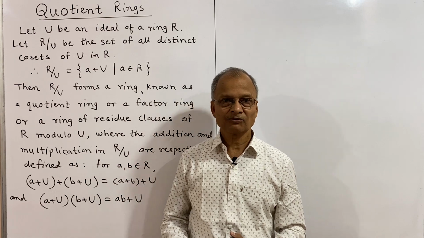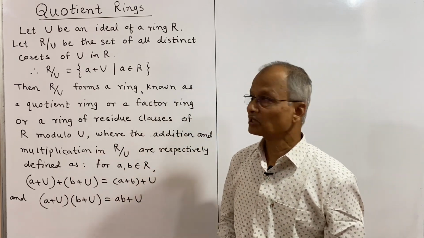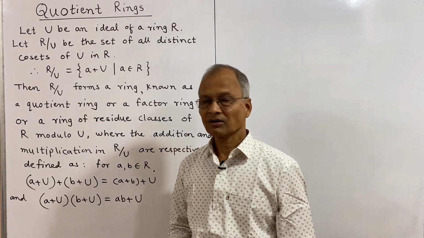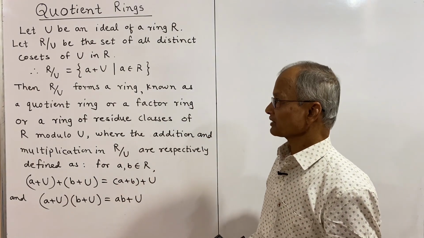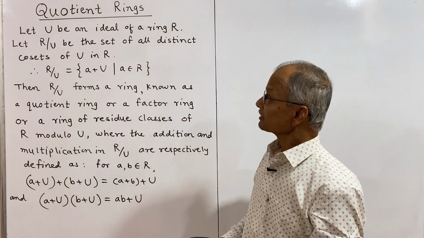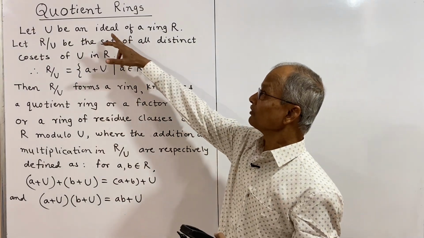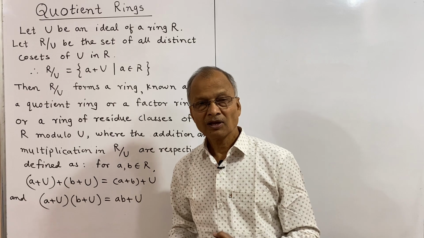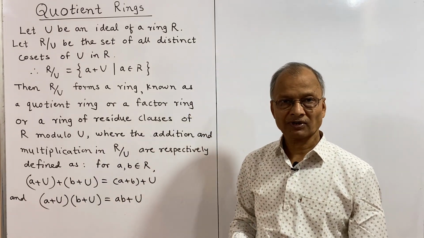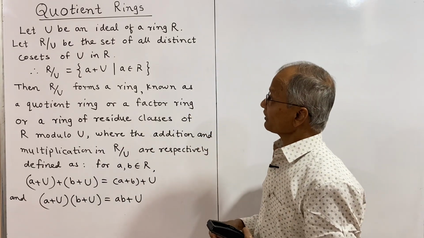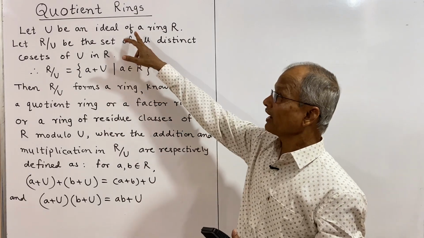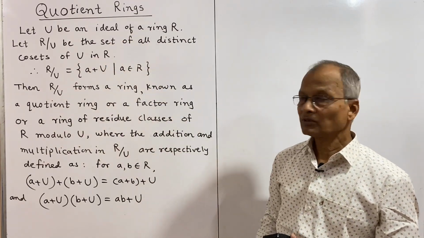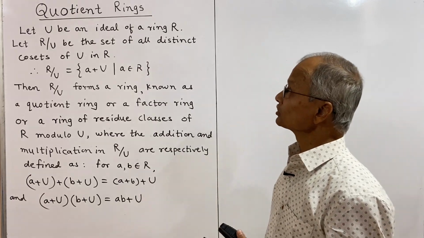Today in this lecture we shall study what is known as quotient ring. Quotient ring is also known as a factor ring or ring of residue classes. First we have to consider an ideal U of a ring R. We have studied ideal in our earlier lecture. We should see the definition of ideal of a ring, and with the help of an ideal of a ring, a quotient ring is formed. Now the concept is similar to that of quotient group.